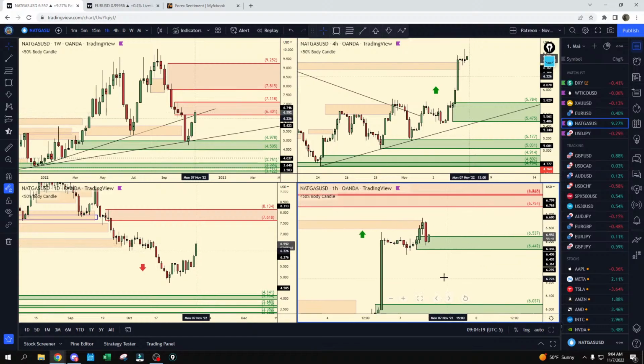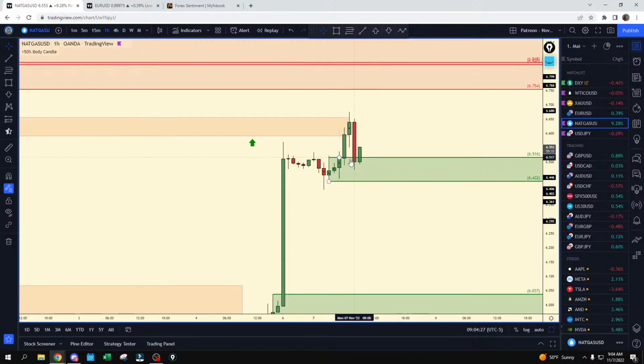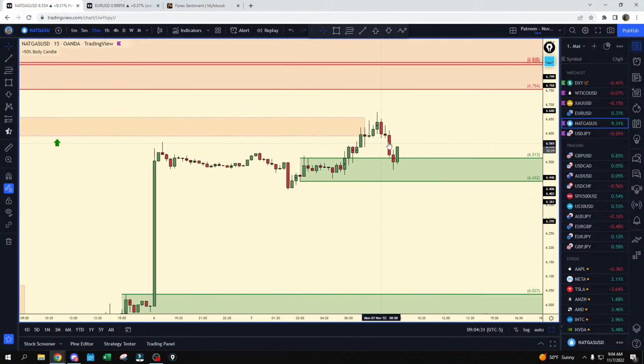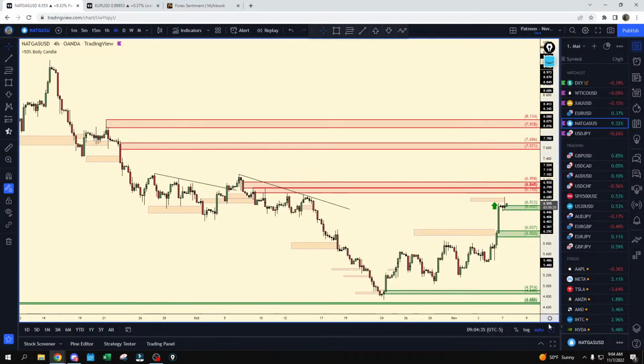I'm not sure if anybody trades natural gas, but there is this little 4-hour demand zone right here. It's pretty poor quality. But you could be looking for a potential 50-minute trade. Never mind. Disregard all that. Yeah, no problem.